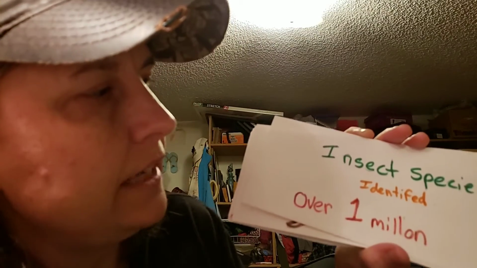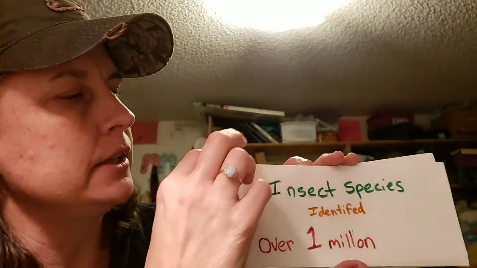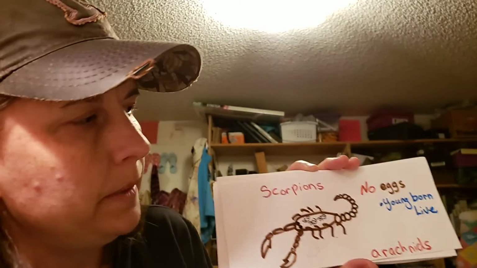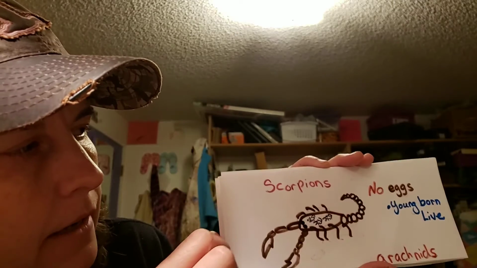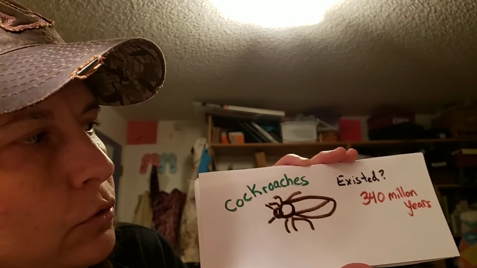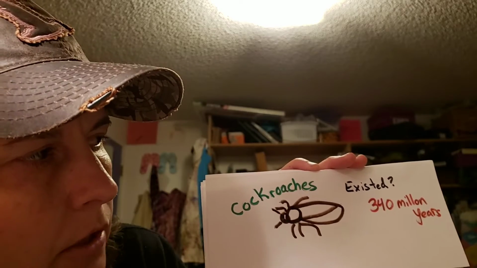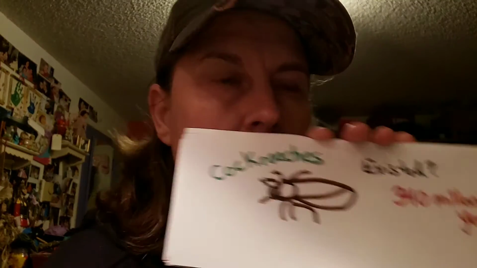Insects. Identified species, over 1 million. Scorpions' babies are born live. No eggs. See? They're riding on their mommy's back. Right there. Cockroaches. Been around for 340 million years. Because Raid hasn't gotten themselves together yet.